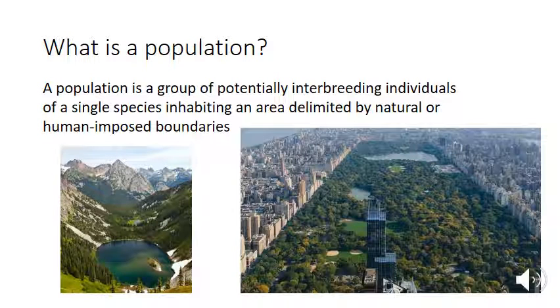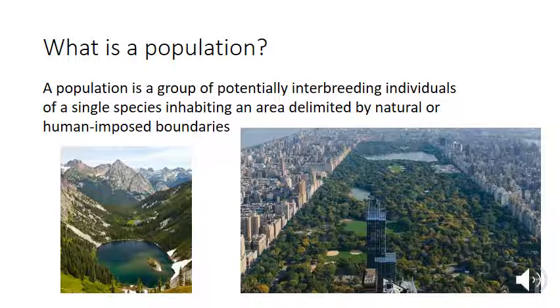So what is a population? Well, a population is a group of potentially interbreeding individuals of a single species inhabiting an area delimited by natural or human-imposed boundaries. So let's talk a little bit about what might constitute natural or human-imposed boundaries. On the picture on the left, you have a lake where obviously there are many organisms within that lake, the populations of which are limited by the magnitude of that lake, and there's very little dispersal of those organisms between that lake and other lakes.